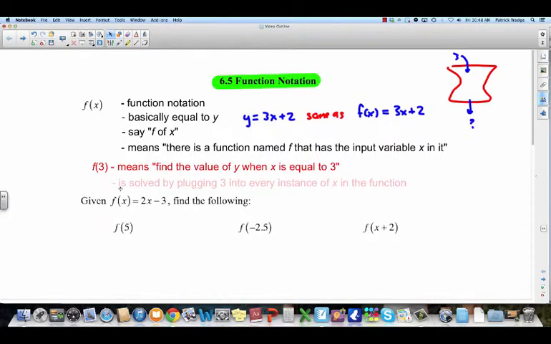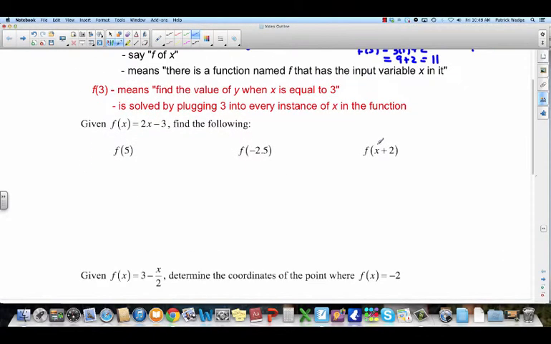And how do you figure that out? You solve that by plugging 3 into every instance of x in the function. So for example, if I go back up here, if I wanted to know what f of 3 is, and I know f of x is 3x plus 2, what I do is everywhere I see x in the rule, I put a 3. So I'd have 3, then I put that 3 in for the x, and I add 2. That equals 3 times 3 is 9, plus 2 is 11. f of 3 equals 11.